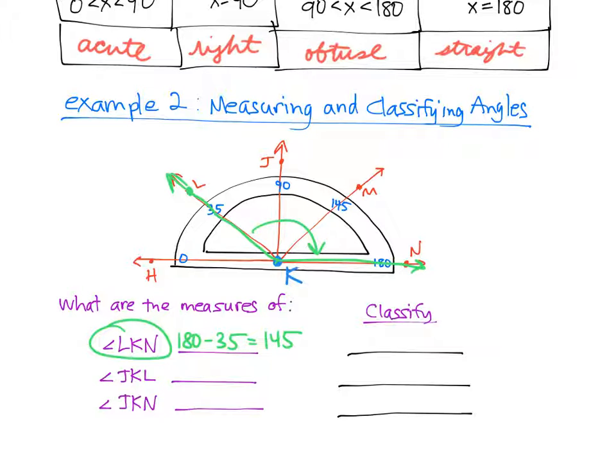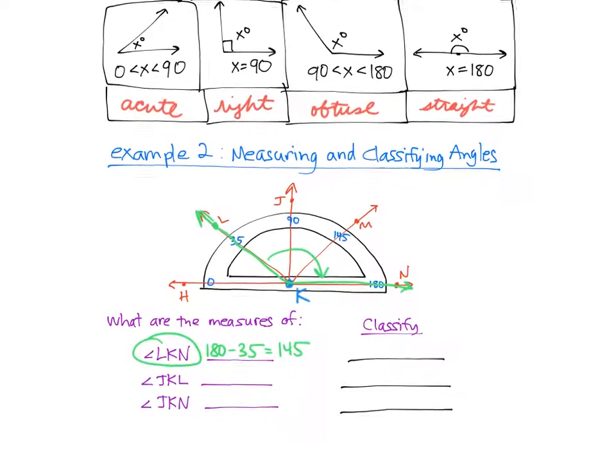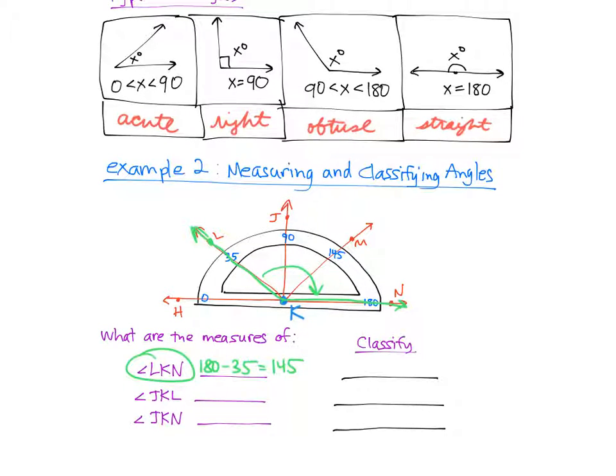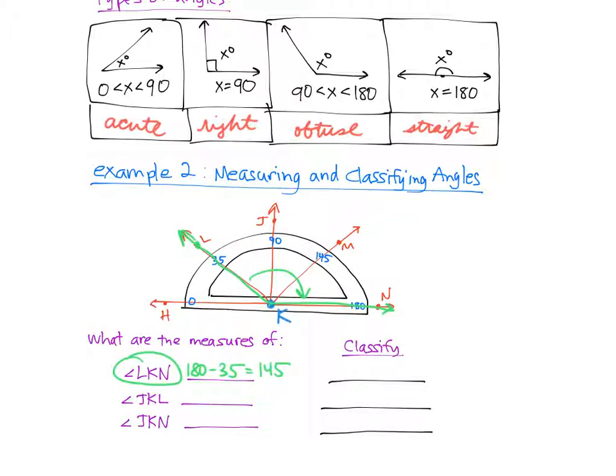How do we classify that? Is it acute, right, obtuse, or straight? Since 145 is in between 90 and 180, it is obtuse.